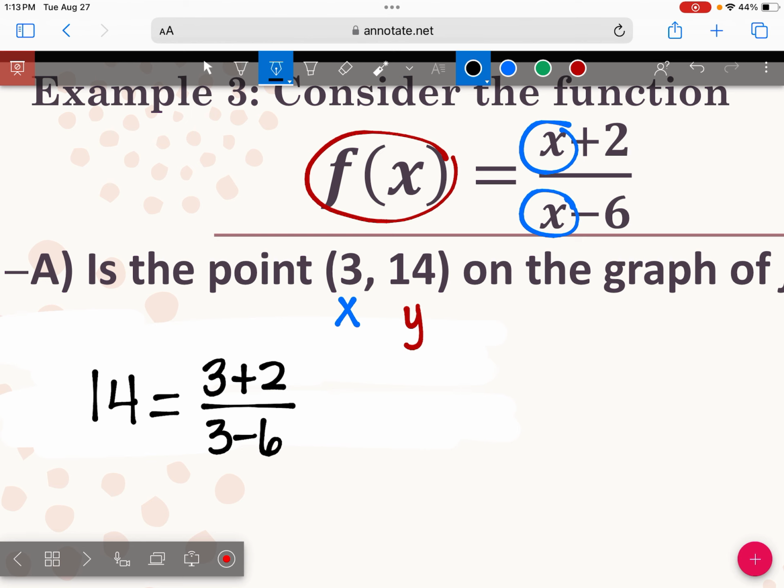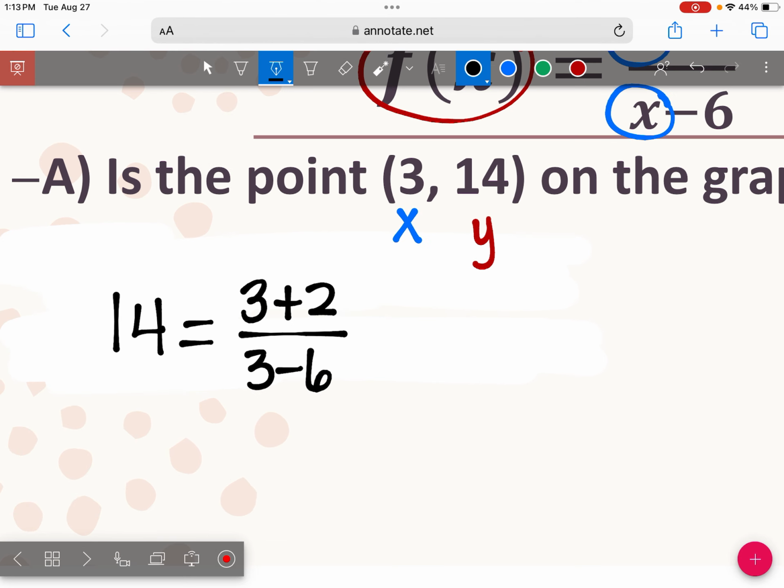Now we need to see, is this true or false? Is it true that 14 equals 3 plus 2 over 3 minus 6? 3 plus 2 is 5. 3 minus 6 is -3.